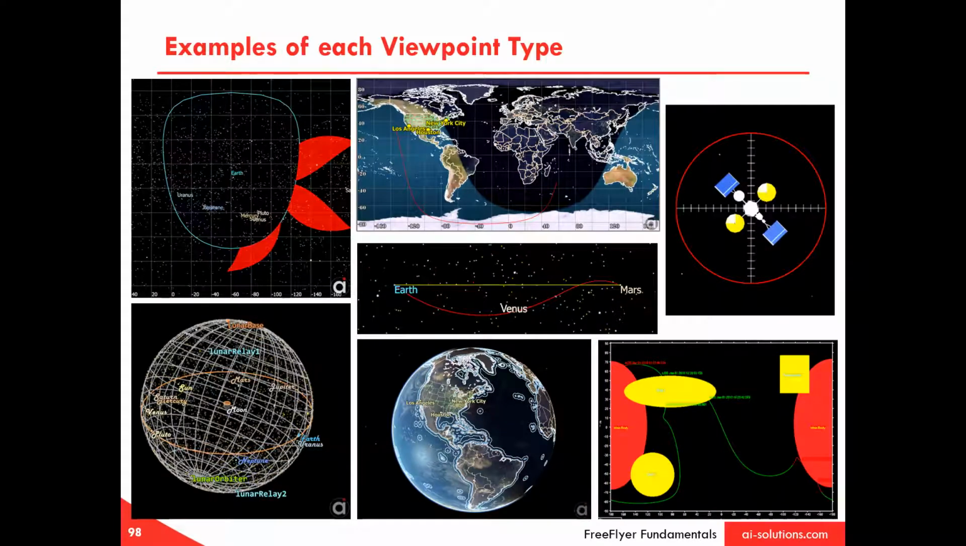Here we have some examples of each of the different viewpoint types. We have a star map viewpoint, a 2D map viewpoint, a rotating pulsating viewpoint, a sensor viewpoint, a celestial sphere viewpoint, a 3D view, and a blockage diagram view.